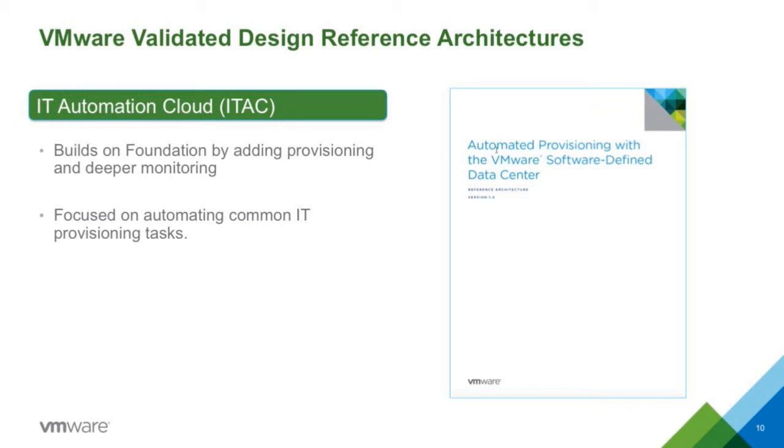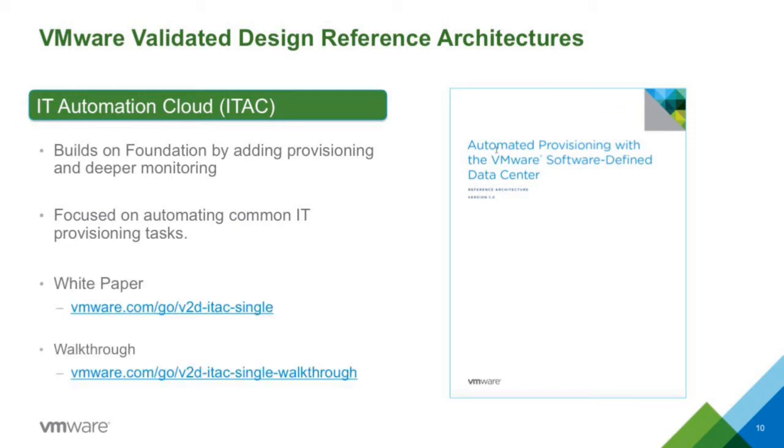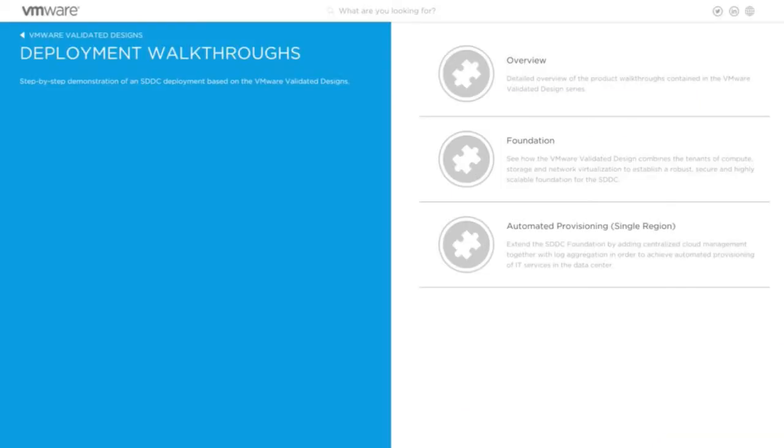This white paper is available. The white paper for the reference architecture is available at vmware.com/go/v2d-itac-single. And if you append a walkthrough, you'll actually see a walkthrough for this. So what do I mean by a walkthrough? The technical marketing team and the engineering team worked on creating deployment walkthroughs and operational walkthroughs.